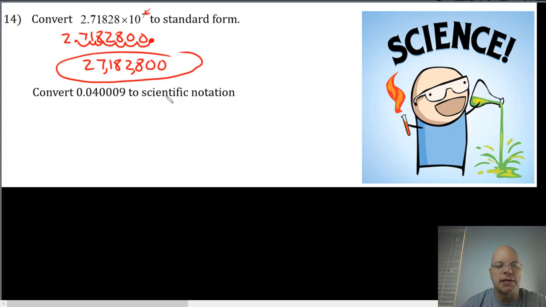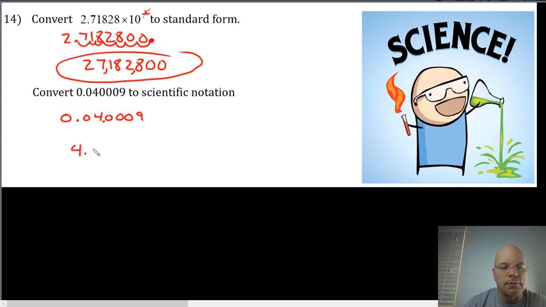To convert this number to scientific notation, we first rewrite the number. And then we think about where I need the decimal to be to create a number in scientific notation. The first factor in your scientific notation expression has to be a number greater than or equal to 1 but less than 10. So right now 0.04009 is much less than 1. If I put the decimal here, that'd be 0.40009. That's still less than 1. If I place a decimal here, that's 4.0009, which is greater than 1 but less than 10. So that's where I need my decimal to go.